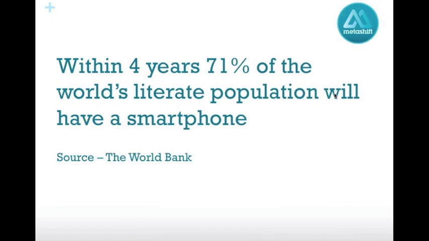Lots of these kinds of presentations have huge graphs about the exponential growth of mobile and how smartphone growth is booming and all that kind of stuff. I used to do that kind of thing. Then I found this stat, and I think this says it all. Within 4 years, 71% of the world's literate population will have a smartphone. That's an incredible stat. That's more people than are connected to the internet at the moment.